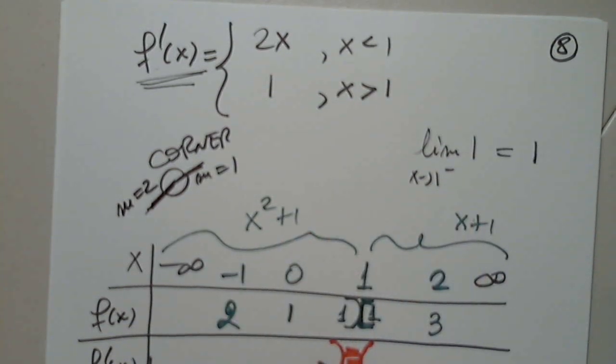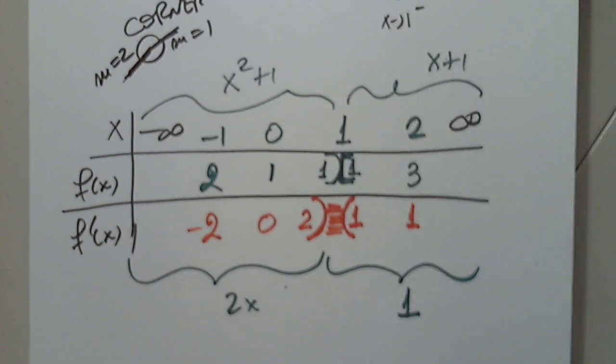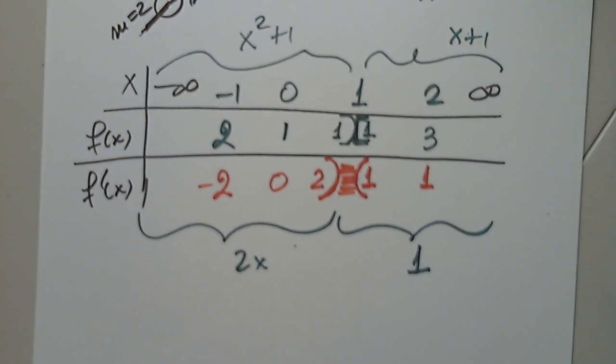The left will be 2. The right will be 1. If you want to plug in 2, you still have 1. If you want to plug in 0, you have 0. You want to plug in -1, you get -2. So now let's graph. And you have to find a way of graphing them on the same page, one under the other.